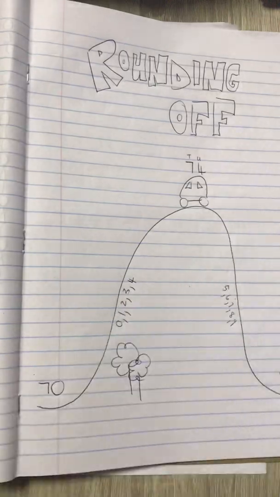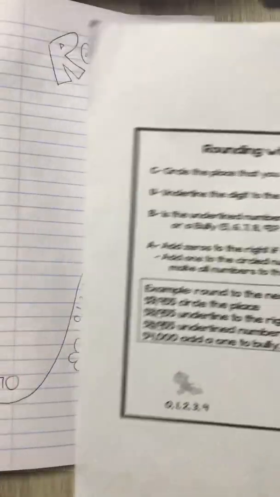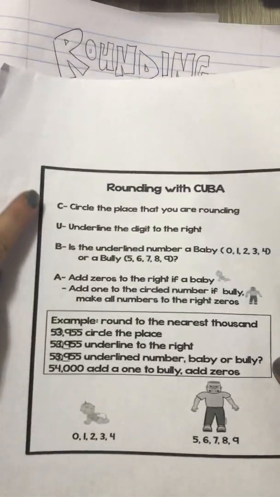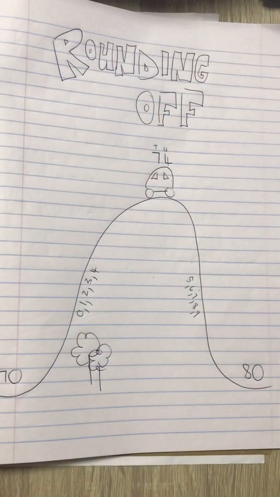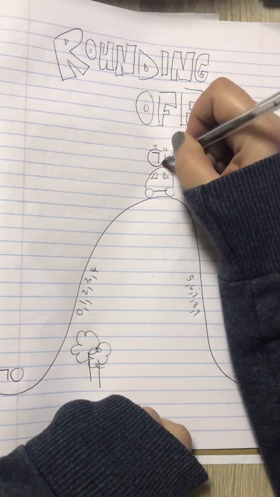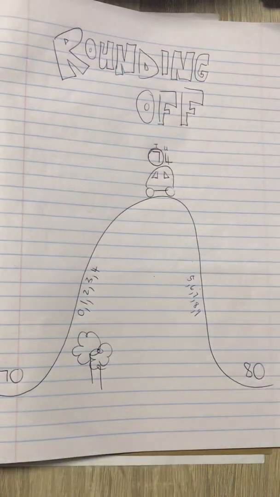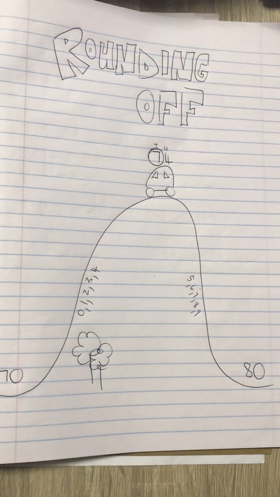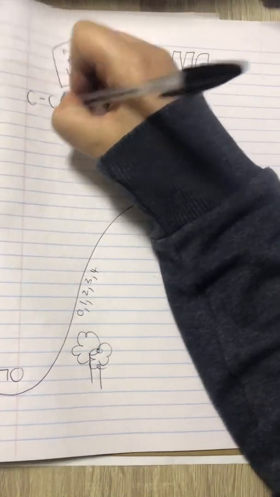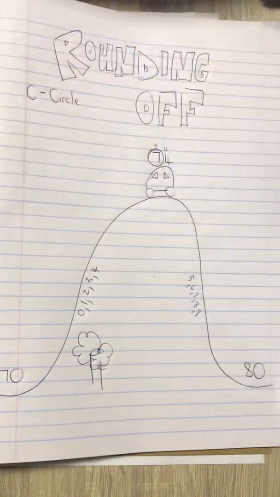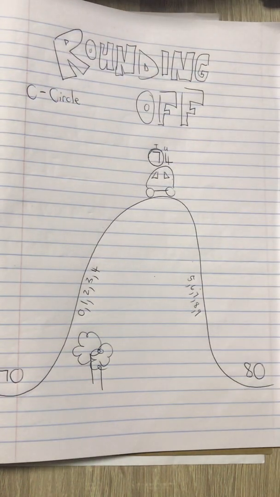It's the CUBA rule. Remember the word CUBA. Curly K, A, B, A. First step, circle the place that you are rounding. So I'm going towards the 10, so I'm circling my 10. I want to find out what is the nearest 10. So CUBA, the curly K stands for circle. Circle the place you are rounding to.